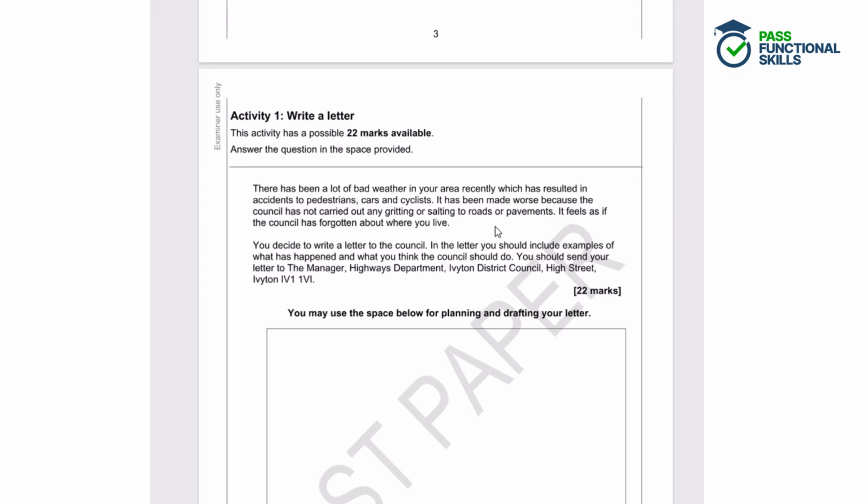So it's quite serious, and we need to be explaining the reasons why the council need to take action. We might want to give some examples of accidents that have happened in order to persuade them. And our audience is the council, so we need to be writing using formal language because this is a professional group of people. We've also been given an address at the bottom here that we can use to write the letter. So let's take a look at a model answer to this question.